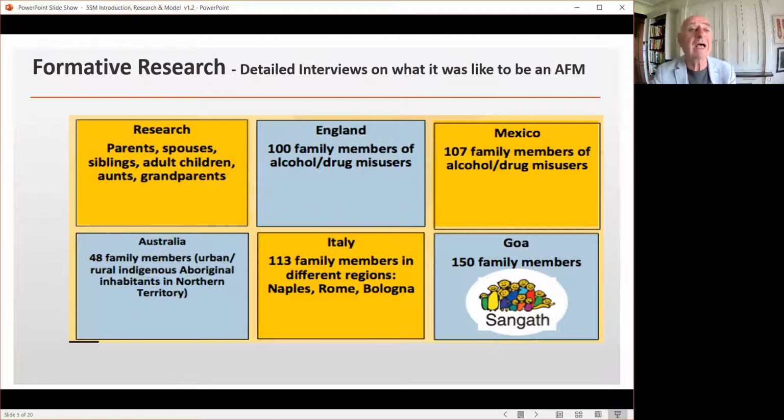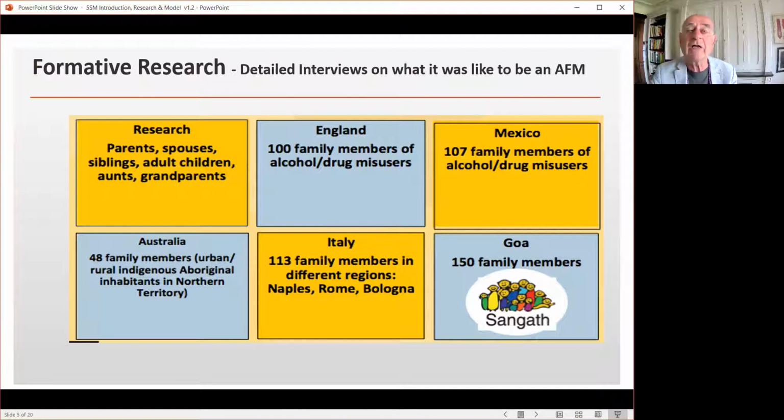And we did research on parents, on spouses, on siblings, on adult children, on aunts, on grandparents, and so on and so forth. In England, for example, we recruited a group of 100 family members who all had a family member with serious alcohol or drug problems. Before that, we'd done another study with a group of 50 family members and so on. In Mexico, at around the same time, our Mexican colleagues and us recruited 107 family members of people with alcohol and drug misusers.